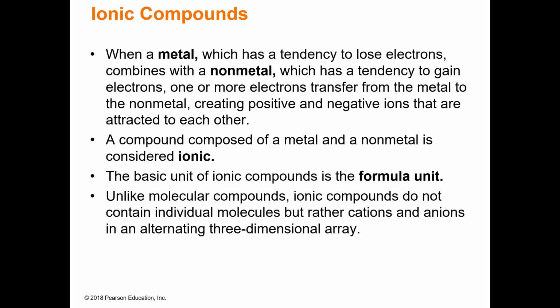When a metal gives up electrons and a nonmetal accepts them, you get an ionic bond. This forms cations and anions that arrange themselves in an alternating pattern. Unlike molecular compounds, ionic compounds don't form discrete molecules. They form crystals made of repeating units called formula units.